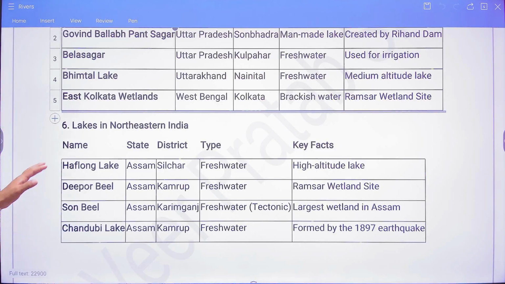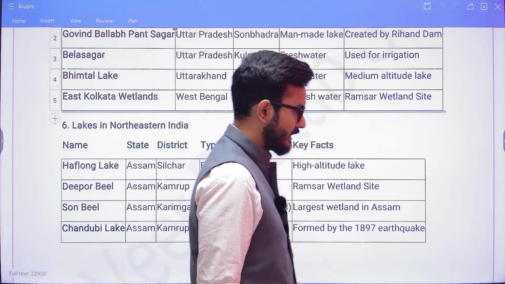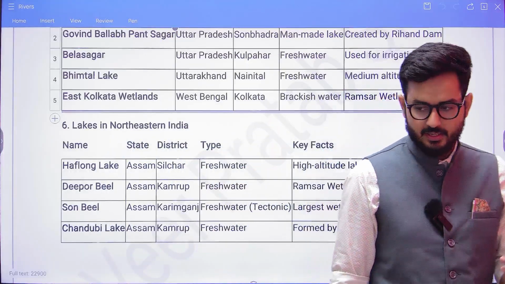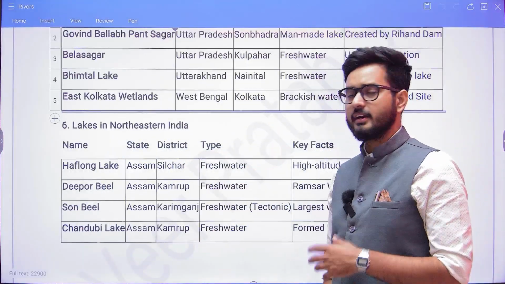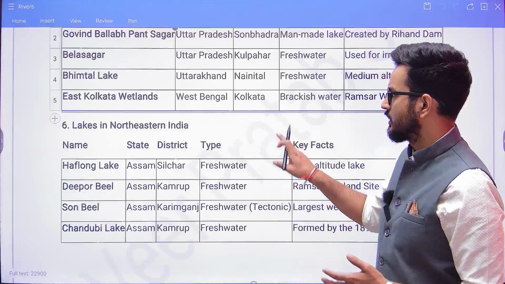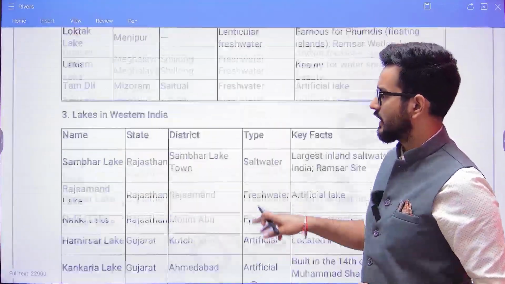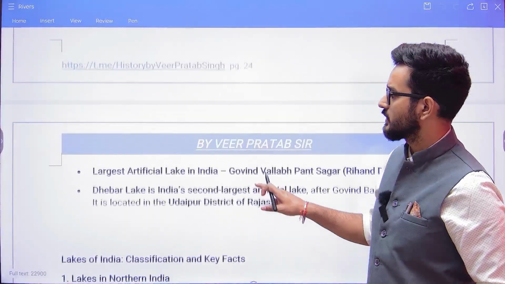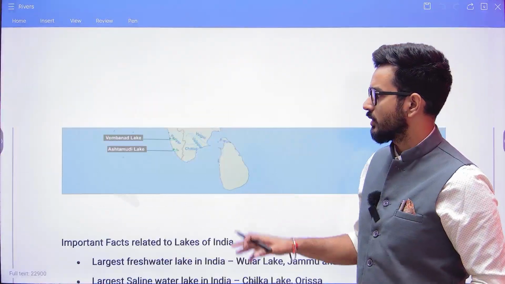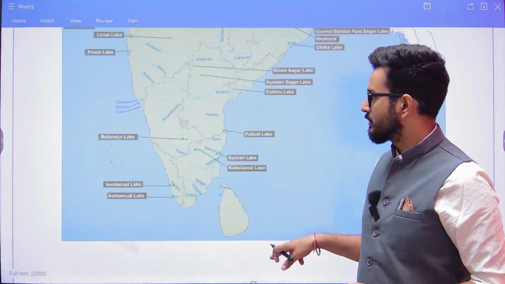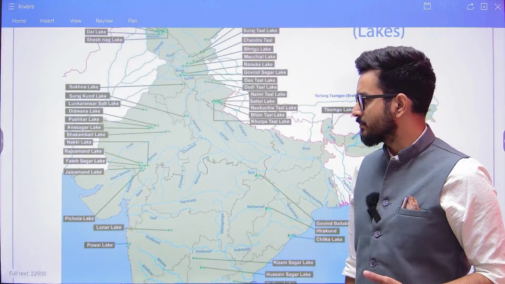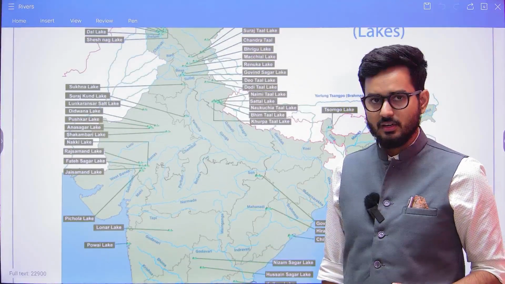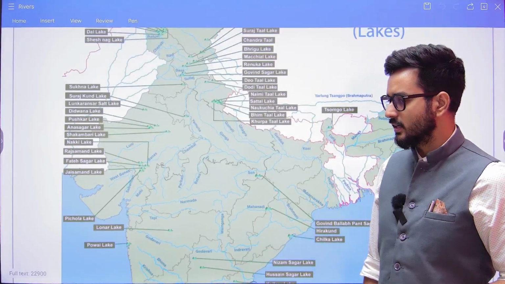So now, after this particular episode on the Indian rivers and the lakes that we had seen, as you can see, I have already given you a tabular format. So guys, this is a very easy to learn format that I have given you. And here with the map, you can map where these lakes are and in which states these particular lakes are there.